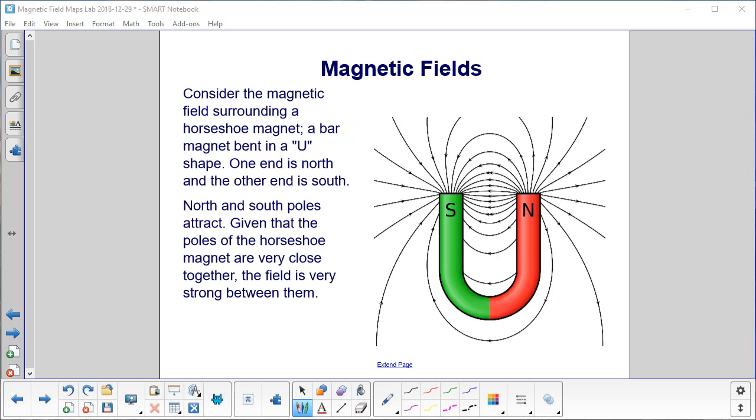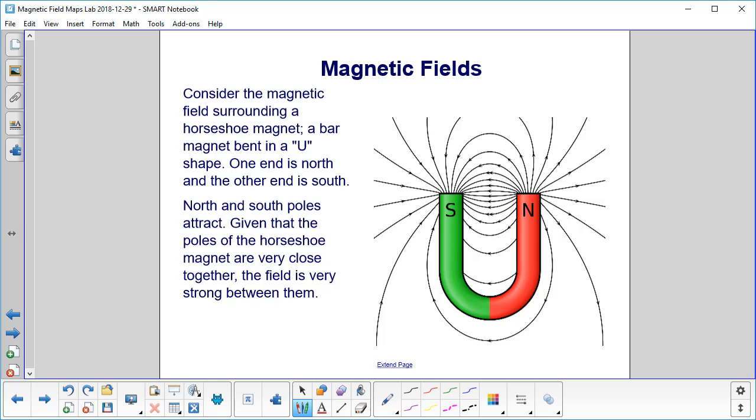Now we have a horseshoe magnet, which is a bar magnet bent in a U shape, and it looks like horseshoes that they put on horses. One end is north, one end is south. North and south poles attract, and given that the poles of the horseshoe magnet are very close together, the field is very strong between them.